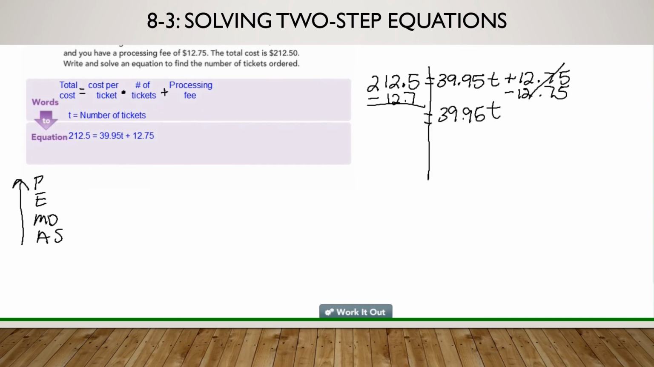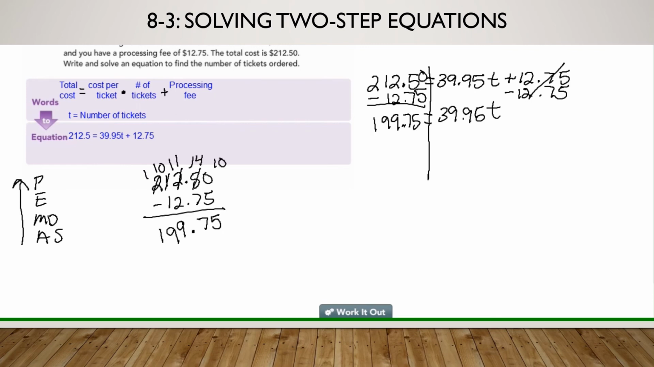We're left with 39 and 9,500 t on this side of the equal sign. And over here, when we subtract 212 and 5/10 minus 12 and 7,500, we end up with 199 and 7,500. So that was the first step, undoing addition and subtraction. Now we have to move on to undoing multiplication and division.